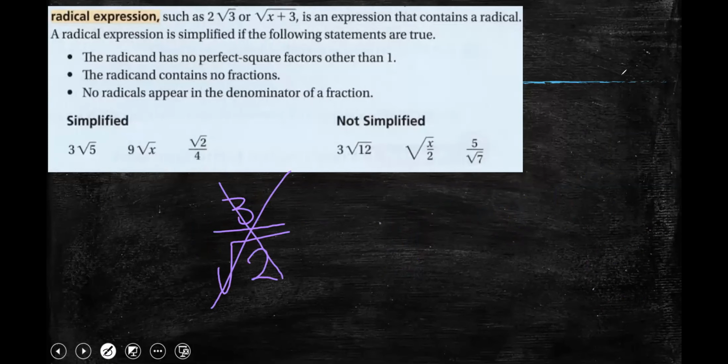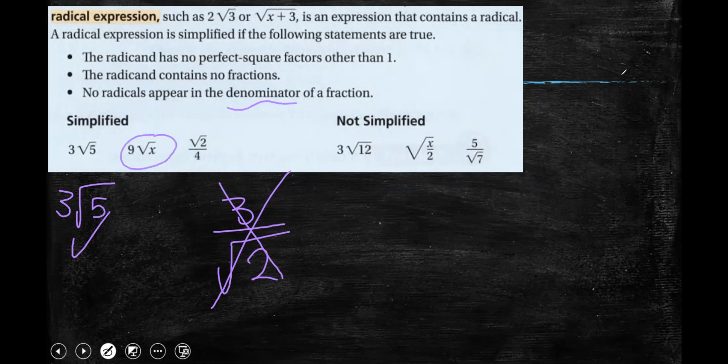So look at the simplified one here. You have 3 square root of 5. This is simplified. Why? Look at number 5. Is number 5 a perfect square? No. Do we have a fraction under the square root? No. Does the radical sign appear in the denominator? No. So this is the simplified one.